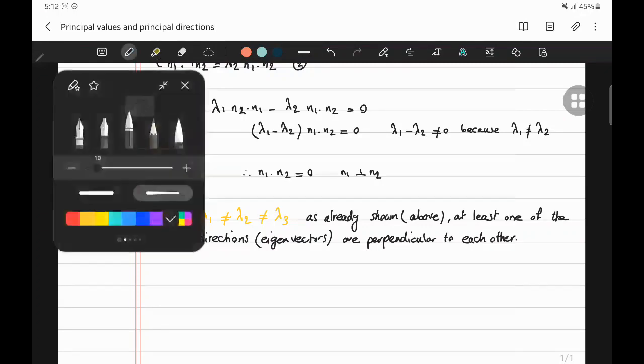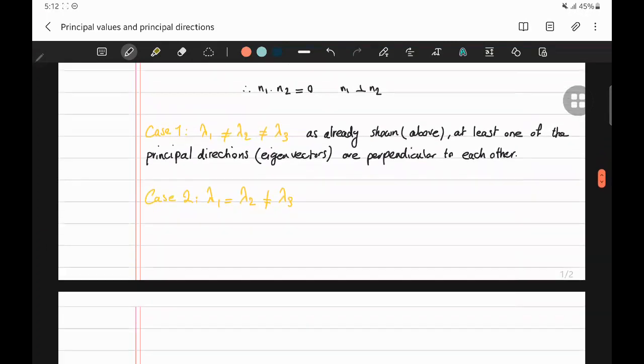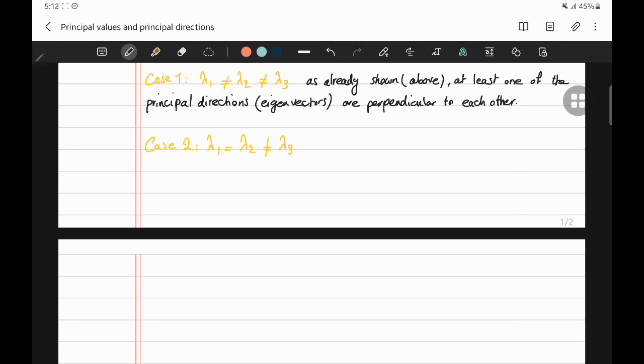So the next case is case 2, where we have lambda 1 equal to lambda 2, which is not equal to lambda 3. So two of these values are equal to each other. For example, lambda 1 is equal to lambda 2 is equal to a lambda here. So you can write T n1 is equal to, instead of lambda 1 n1, lambda n1, and T n2 is equal to lambda 2 n2, which is equal to lambda n2.